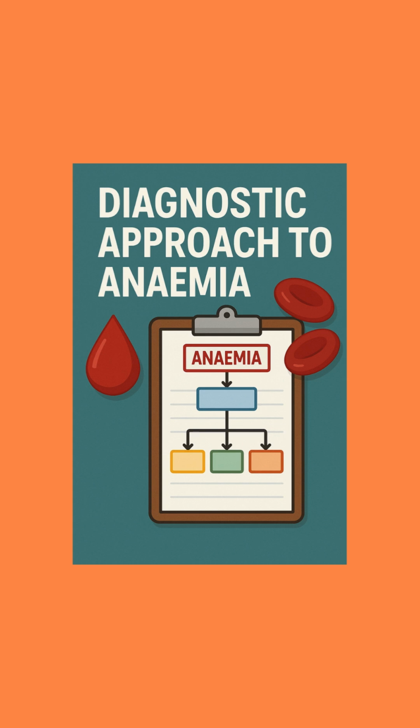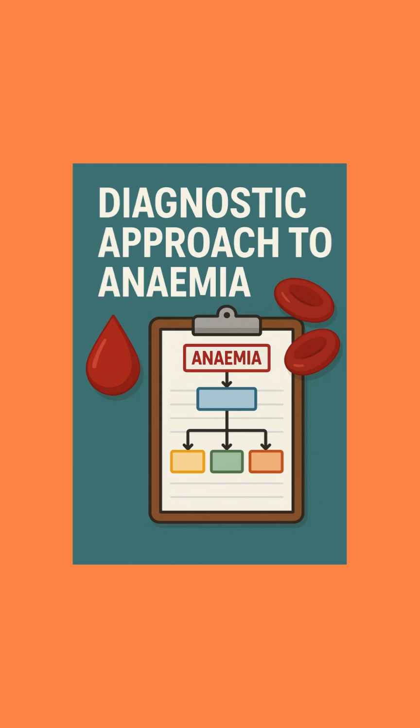To recap: 1. Confirm anemia and assess severity. 2. Classify by MCV. 3. Use iron studies for microcytic. 4. Use reticulocyte count and smear for normocytic. 5. Check B12 and folate for macrocytic. Always consider the full clinical picture, history, physical exam, and comorbidities.